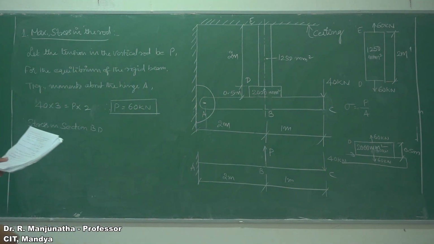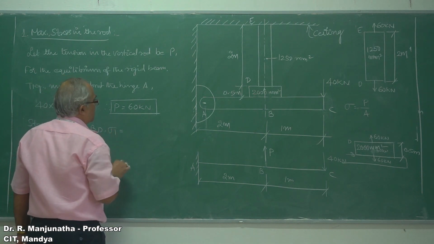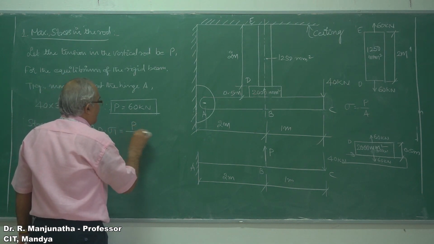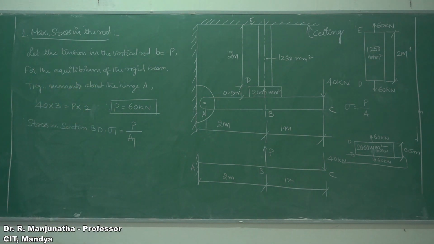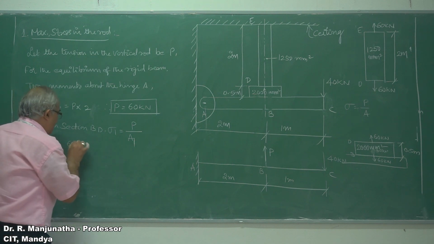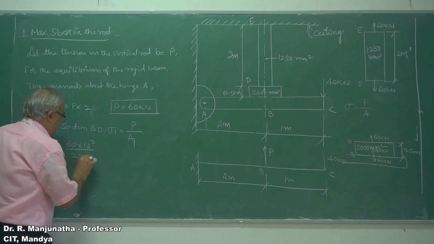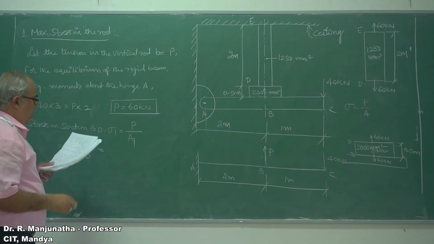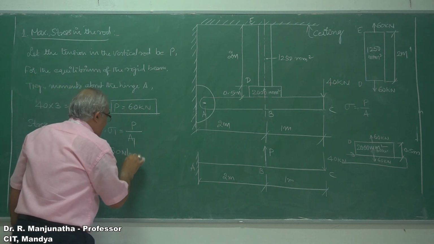Stress in section BD will be equal to sigma 1, which will be equal to P by the area of cross section of that member. So P is 60 kilonewton. We get 60 into 10 to the power of 3 divided by 2000 mm square. So that will be equal to 30 Newton per mm square.